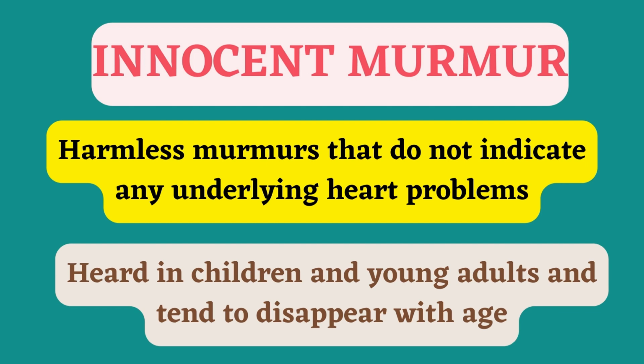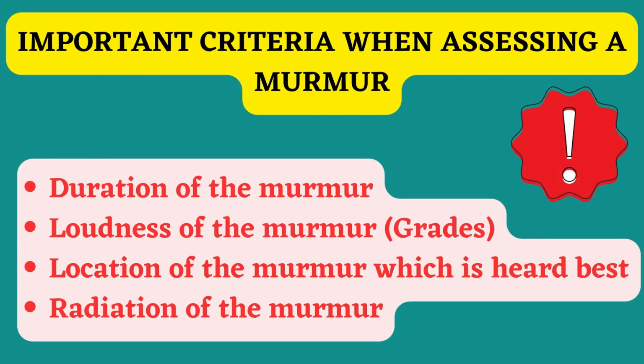Next, we will look at the important criteria when assessing a murmur. These are important points that need to be mentioned to the examiner when you are describing a murmur. The first thing that you need to assess is the duration of the murmur. What I mean by that is you need to time the murmur using heart sounds, carotid pulse and the apex beat, and ask yourself, is it systolic, diastolic, or does the murmur extend throughout systole or diastole?